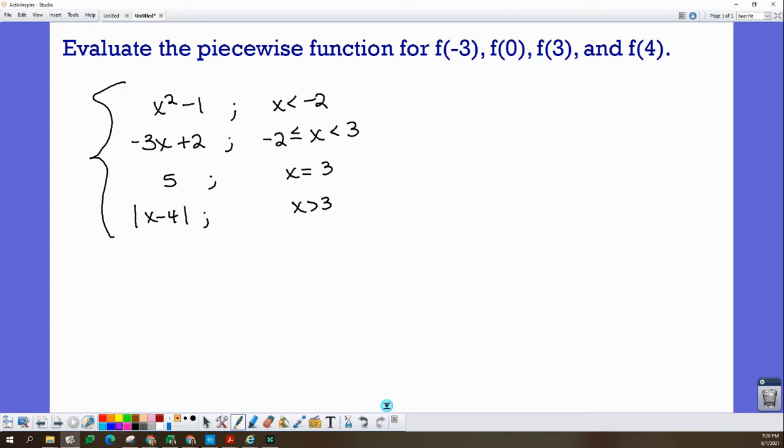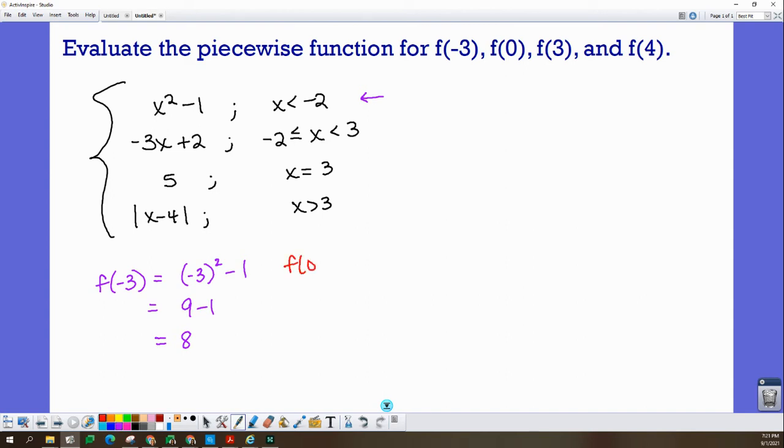So let's start with f of -3. We need to think about our input, -3. So that's saying that -3 is our x value. And we want to think about these different pieces of the domain. Where does -3 fit? Well, -3 is less than -2. So we're looking at this top piece. And thus we're going to plug in -3 for x in x squared minus 1. So I plug in -3 for x, and then just evaluate. -3 squared is 9, and 9 minus 1 is 8. So f of -3 equals 8.